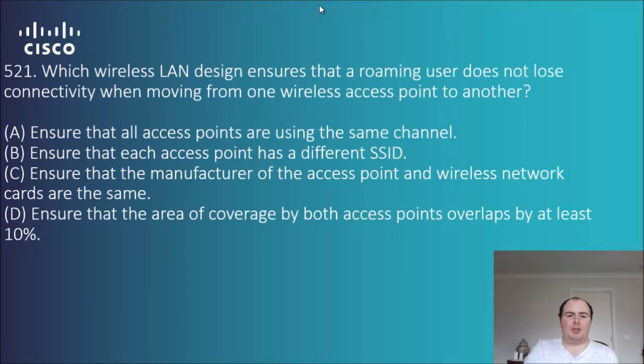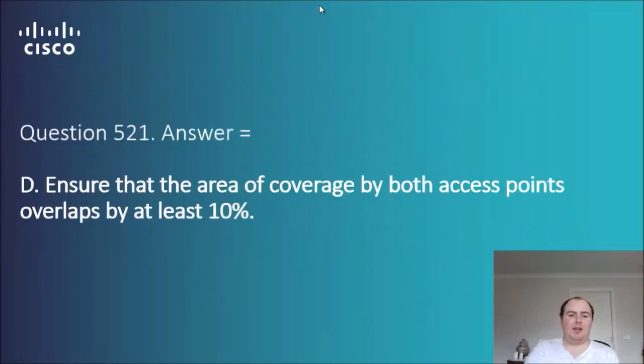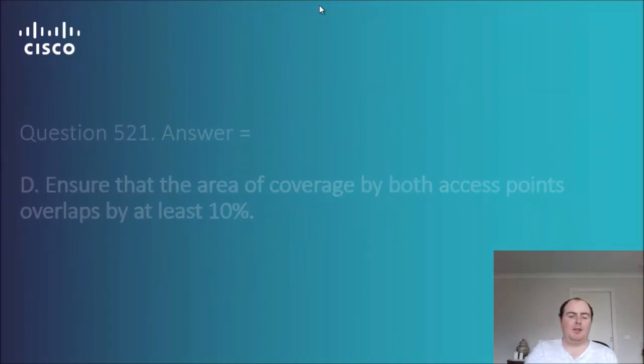5.21, which wireless LAN design ensures that a roaming user does not lose connectivity when moving from one wireless access point to another? Ensure that all access points are using the same channel, ensure that all access points have a different SSID, ensure that the manufacturer of the access point and wireless network cards are the same, ensure that the area of coverage by both access points overlaps by at least 10%. When we're creating for a roaming user, we don't want them to use the same channel, we want different channels to be used. It's pretty useless to have different SSIDs if you want a roaming user, because then it's not going to connect properly. And it doesn't really matter if the cards are the same, so therefore D is the answer. Ensure that the area of coverage by both access points overlaps by at least 10%.